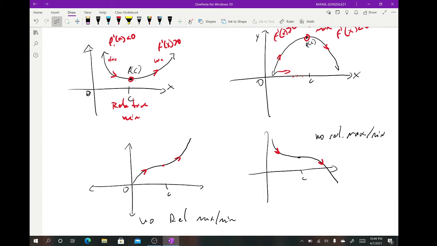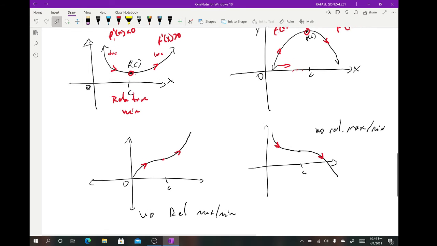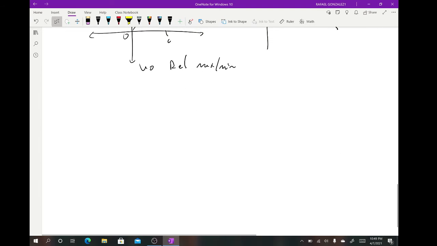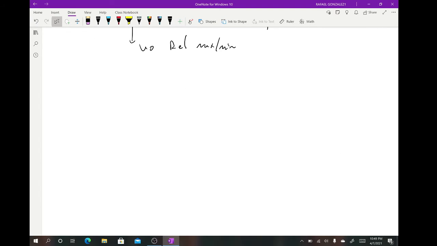Now, let's actually do an example before I spoil all the surprises that are to come. I feel like spoiling them now. It's actually one of my favorite parts of Calc 1, this part right here.